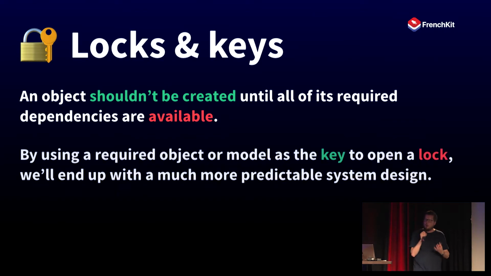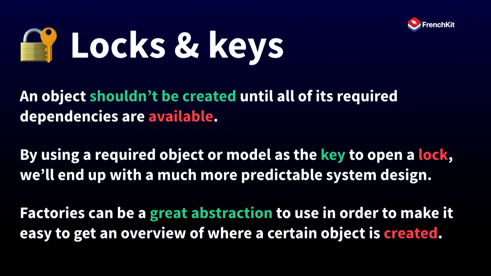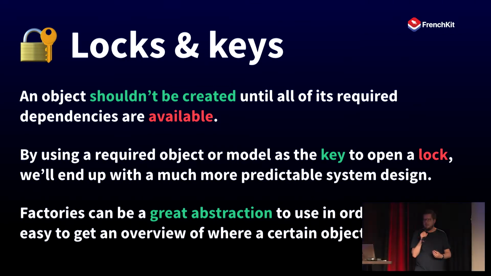And by using a required object or a model as the key to open that lock, we can end up with a lot more predictable system design. We can have objects that actually can rely on the data that they need. And factories can be a great abstraction. There are lots of other great abstractions as well. Factories is one way to do it. And that way we can make sure that we need to pass the object we need before that object is created. So that is locks and keys.